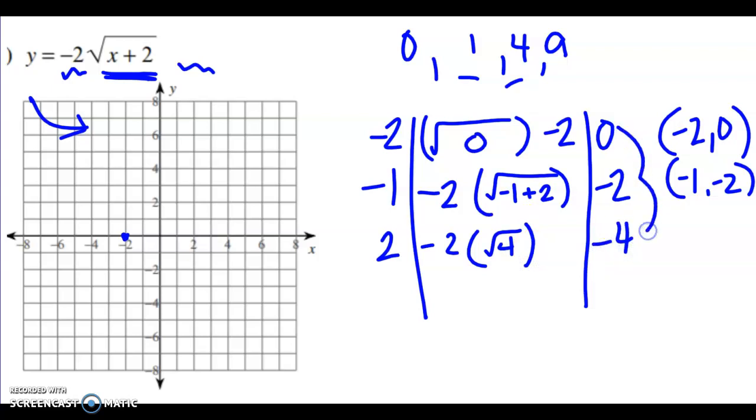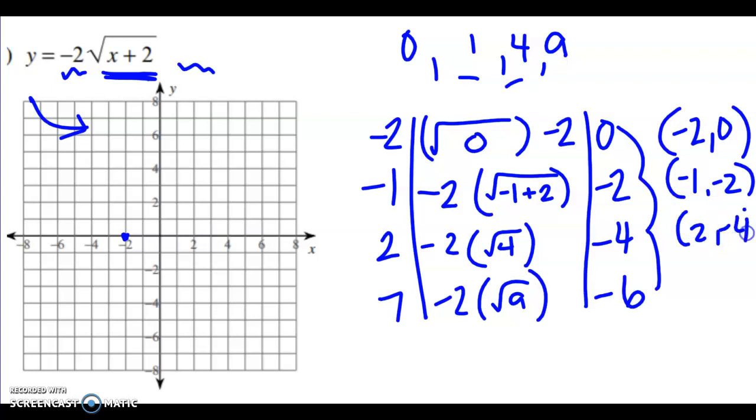See the pattern? And guess what that last one's going to be? If I get 9, that would be a 7. So a negative 2 times the square root of 9. That would be 3. That would be a negative 6. So I would have 2, negative 4, and 7, negative 6. Okay, let's graph this bad boy. Negative 2, 0. Oh, look, it's going down. 2, negative 4, and 7, negative 6.